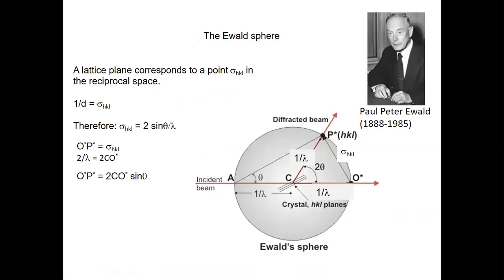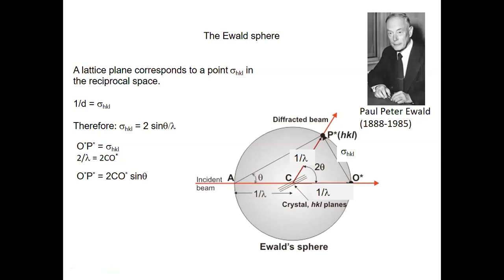Okay, now a geometric interpretation of the reflection condition using the reciprocal lattice is represented by what is called the Ewald sphere, named after Peter Paul Ewald, and is a nice geometric interpretation of the Bragg reflection conditions using the reciprocal lattice. Okay, so previously we defined that 1 over d defines the vector sigma HKL.